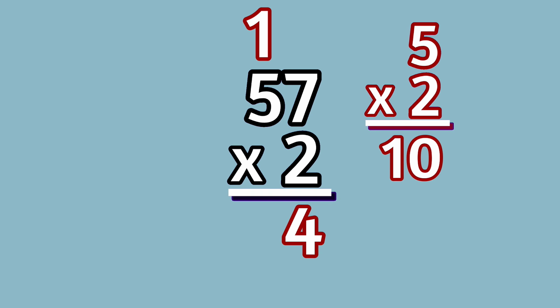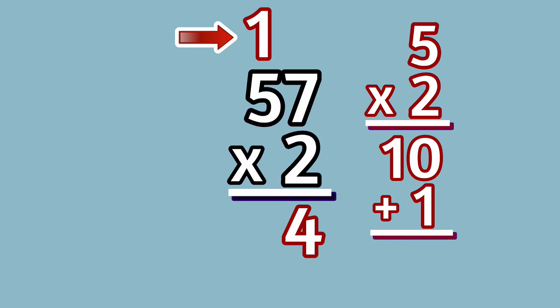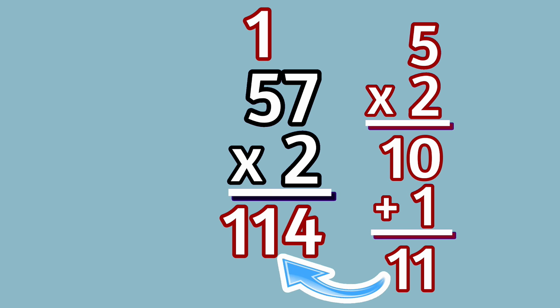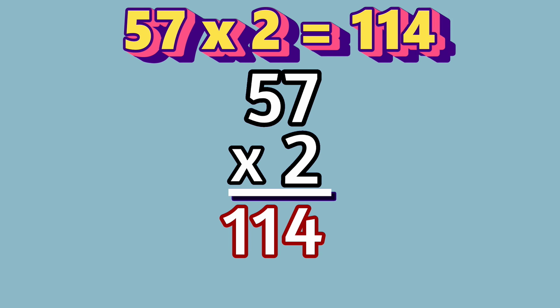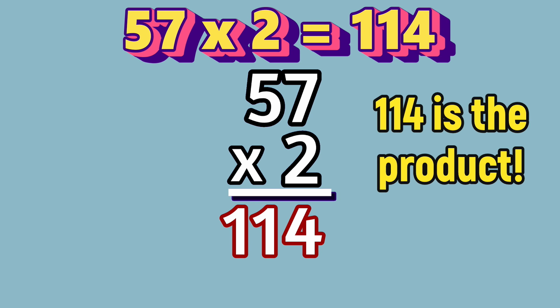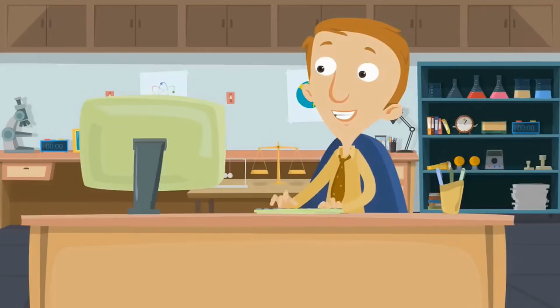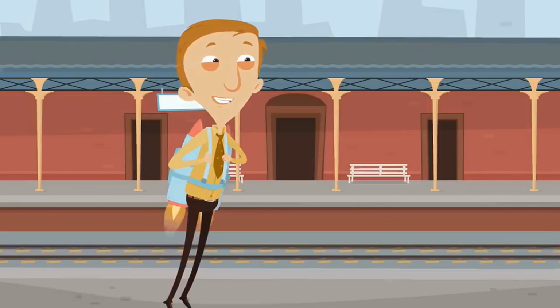10. That's right. But we have this extra 10 that we carried over from 14 when we regrouped. All we do is add that extra 1 to the 10, which gives us 11. We write 11 down here, and we have our final answer. 57 times 2 equals 114. 114 is the product.